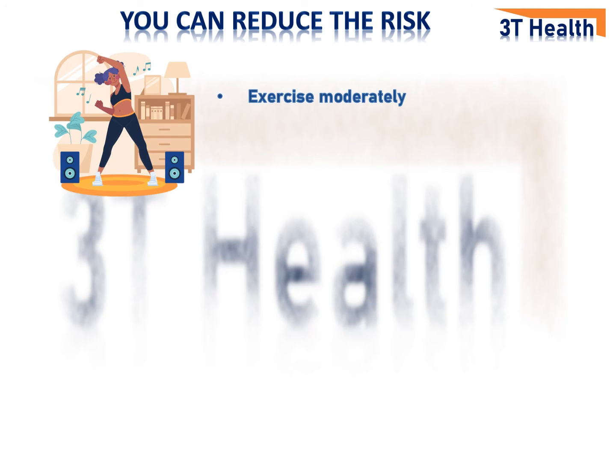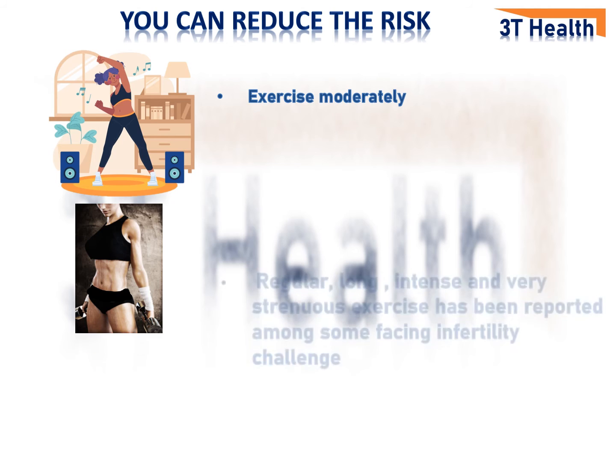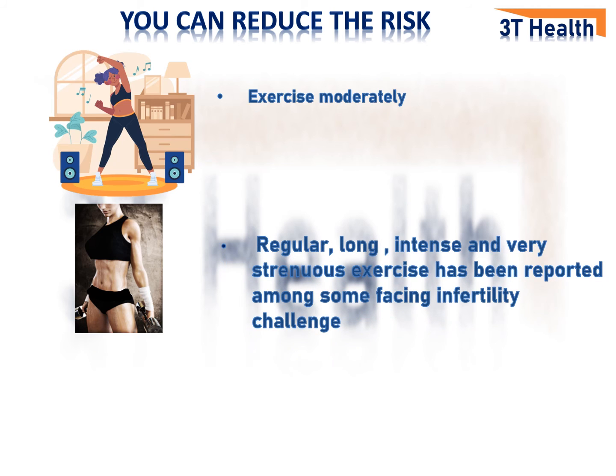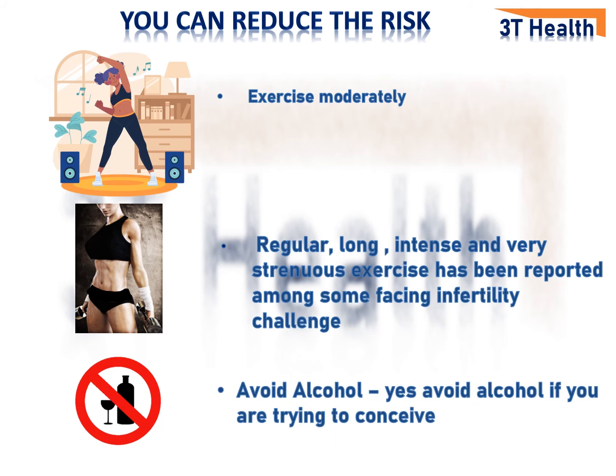Exercise moderately. What that means is you need to avoid regular, long, intense, and very strenuous exercise. This has been reported among some facing infertility challenge. So exercise moderately and avoid very strenuous and intense exercise. It reduces your chances of getting pregnant. Avoid alcohol. Yes, avoid alcohol if you are trying to conceive.